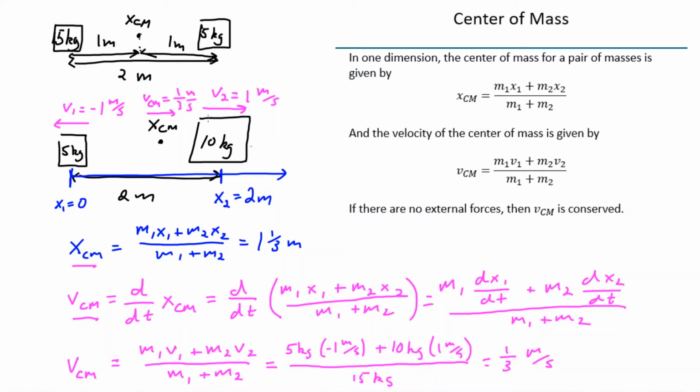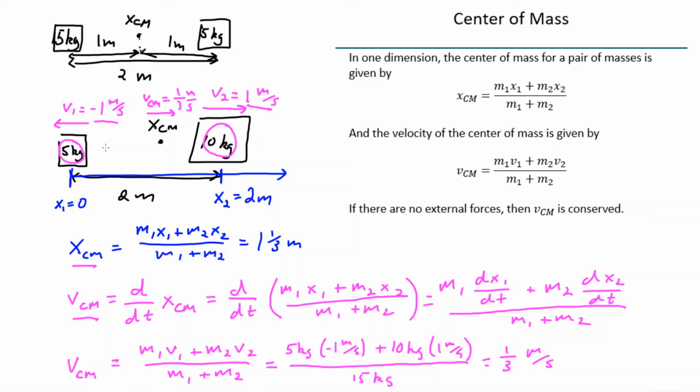Because they're both moving with the same speed in opposite directions, if they had the same mass, the velocity of the center of mass would be 0. But because this 10 kilogram mass is bigger, the velocity of the center of mass goes to the right. It's more weighted towards this positive velocity than it is towards this negative velocity. Okay, so this is the concept of velocity of the center of mass. Really simple. We just take the derivative of the position of the center of mass with respect to t.